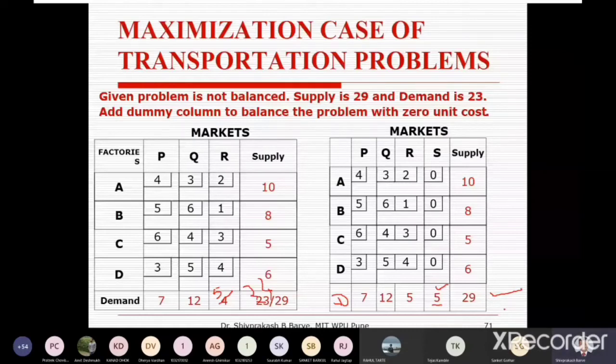Now we can solve this problem, or first we have satisfied the condition. This is the first condition, that is if it is unbalanced, make it balanced. But once this becomes a balanced problem, still it is maximization type. Now we want to convert this maximization type problem into minimization type. Here also it is considered 24.